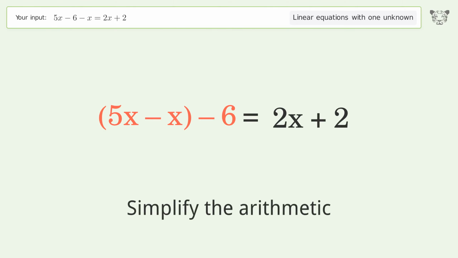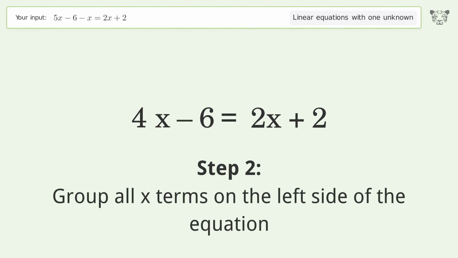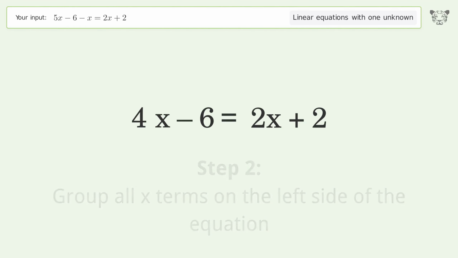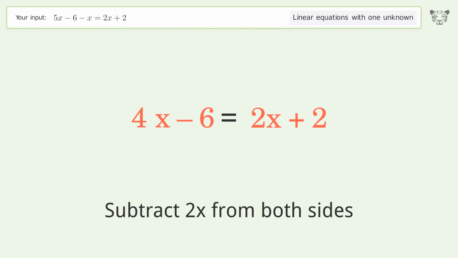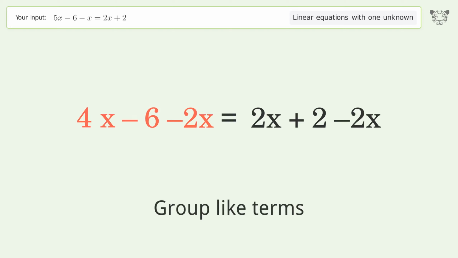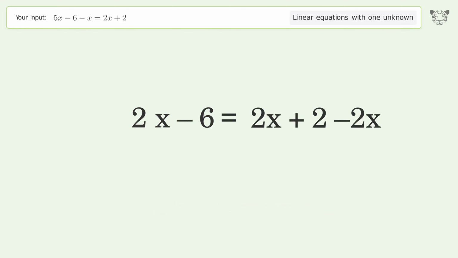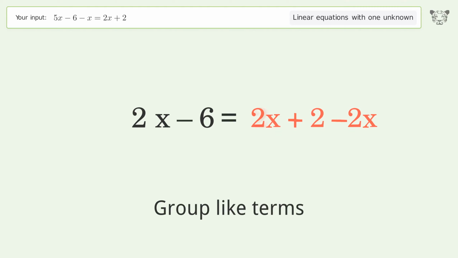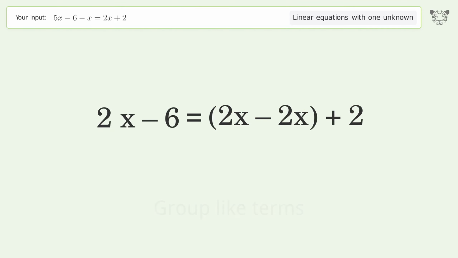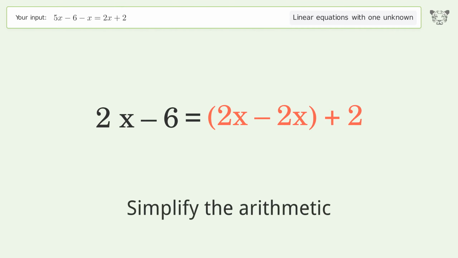Simplify the arithmetic. Group all x terms on the left side of the equation. Subtract 2x from both sides. Group like terms. Simplify the arithmetic. Group like terms. Simplify the arithmetic.